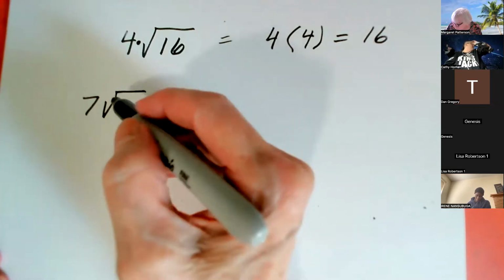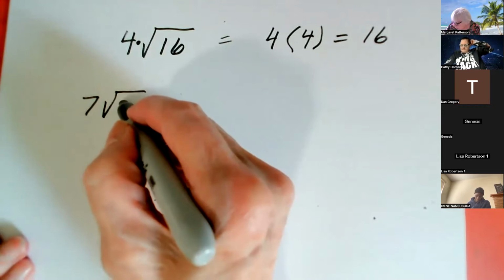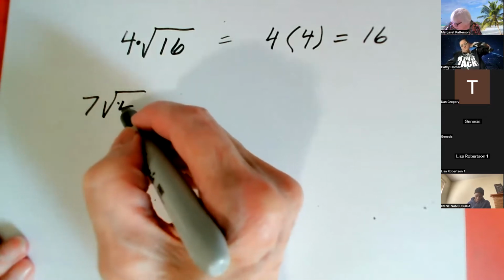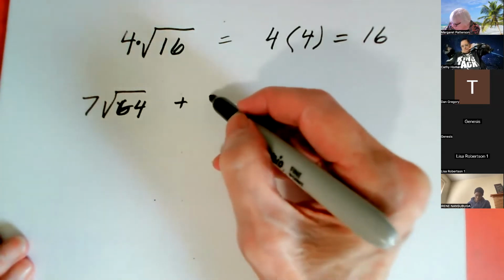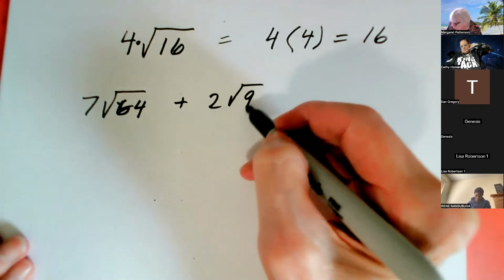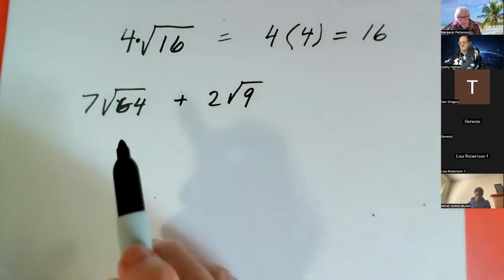7 times the square root of, let's see, 64 plus 2 times the square root of 9. Okay, I just made that up.